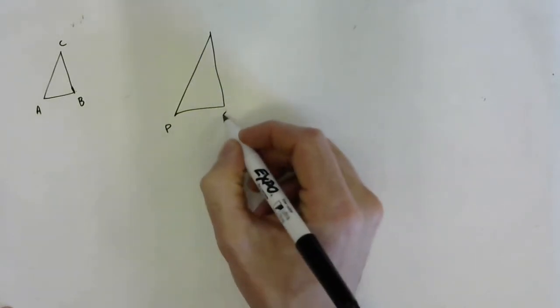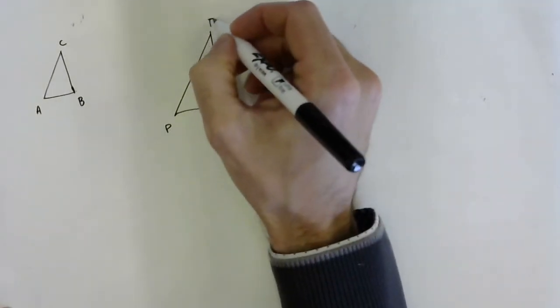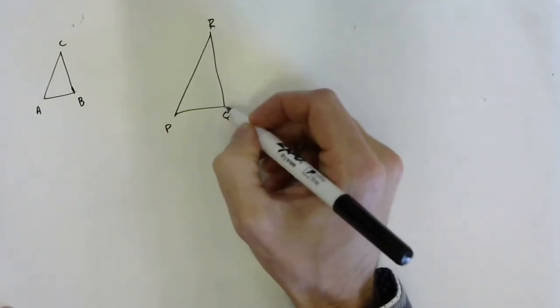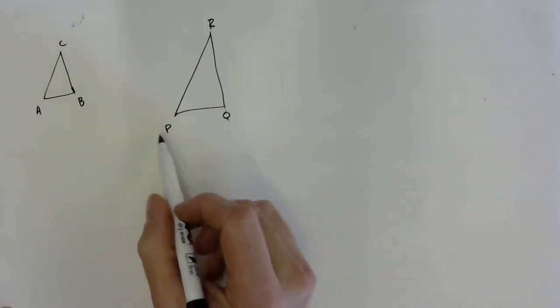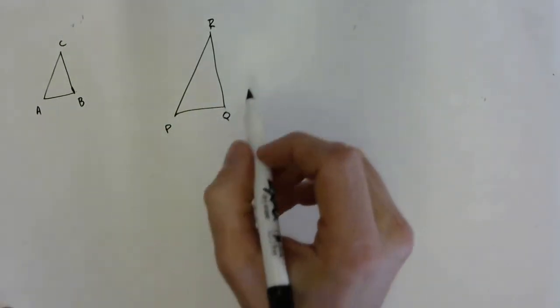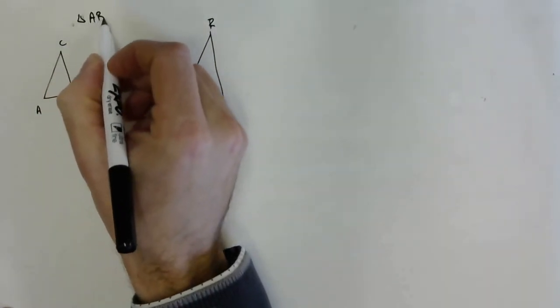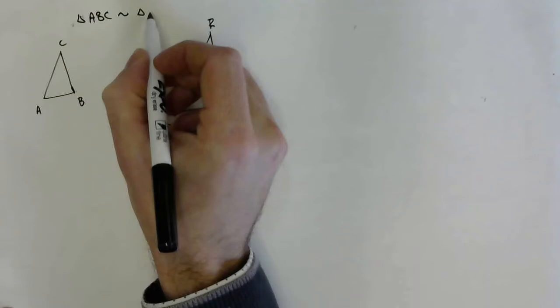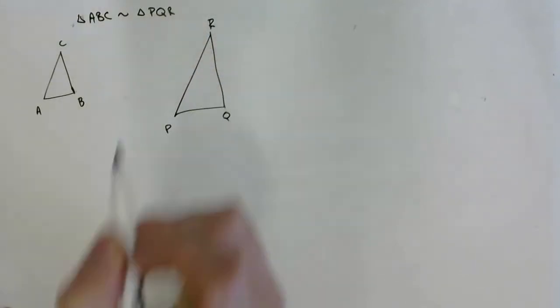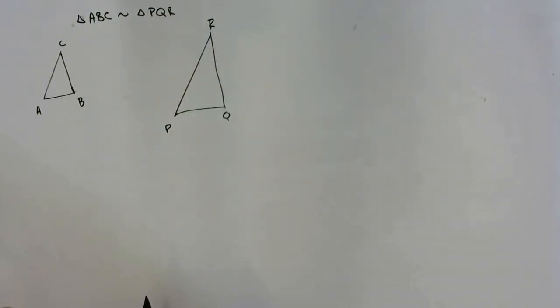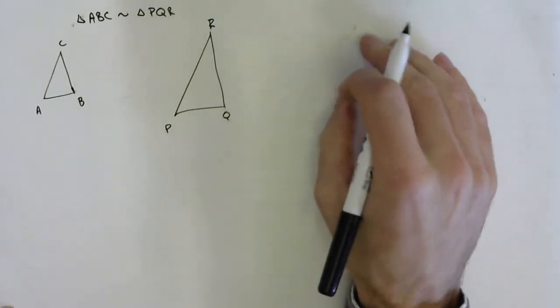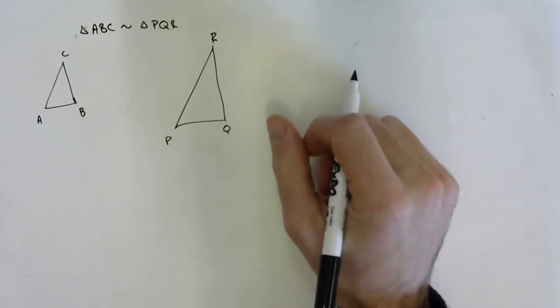Again, also not necessarily a right triangle, although my diagram kind of looks like it. So you've got triangle ABC and PQR. And we're going to be told that triangle ABC is similar to triangle PQR. And we're going to write the scale factor situation a couple of different ways.